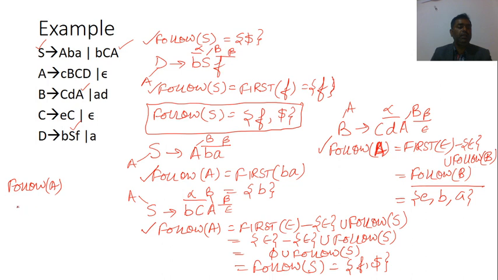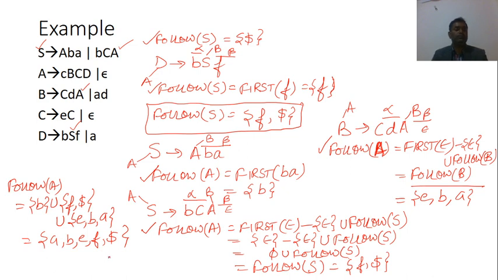Just union these values, you will get follow of A. Follow of A equal to B union F dollar union E B A, and it is equal to A B E F dollar. This is our follow of A.